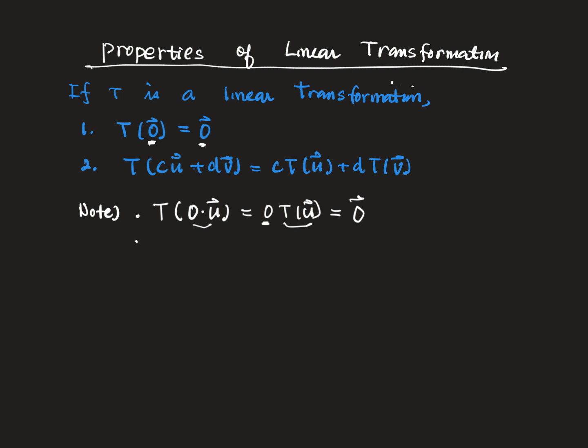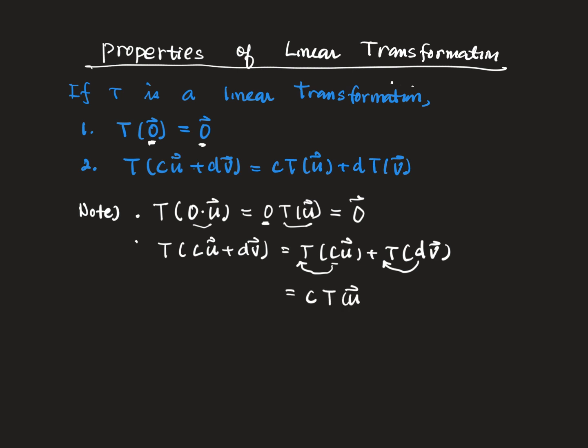Second, T of cu vector plus dv vector. For a linear transformation, you separate the addition: T of cu plus T of dv. Then for scalar multiplication, the numbers come out of the transformation, so c Tu plus d Tv. Every time a transformation is linear, it preserves this property, guys. All right.